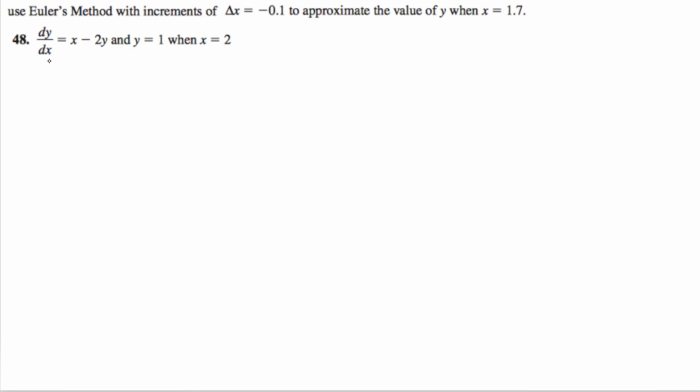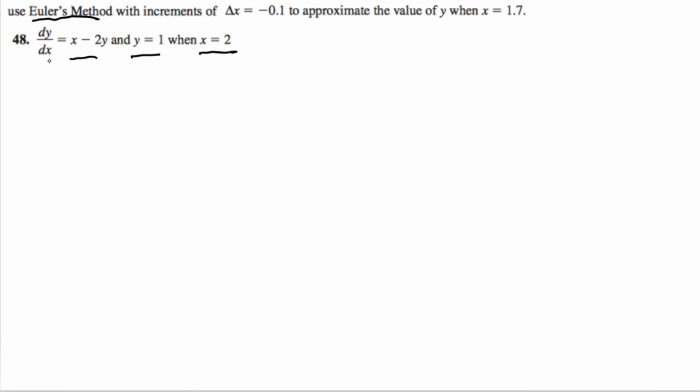This problem asks us to use Euler's method with increments of change in x equals negative 0.1 to approximate the value of y when x equals 1.7. The problem says the derivative dy/dx is equal to x minus 2y, and y equals 1 when x equals 2.